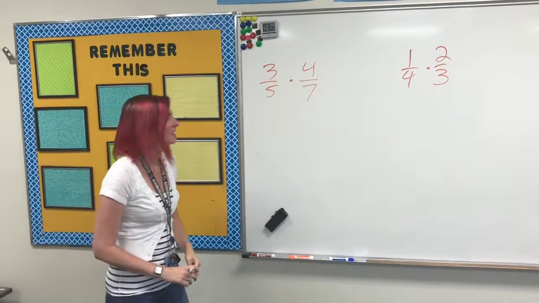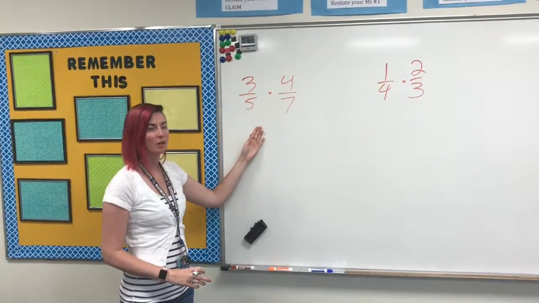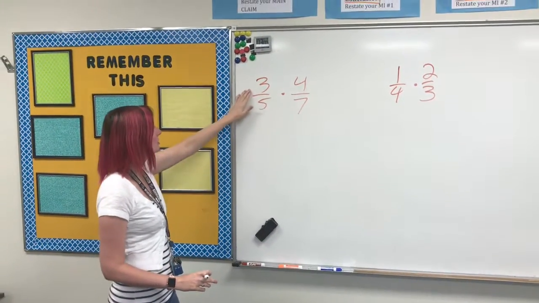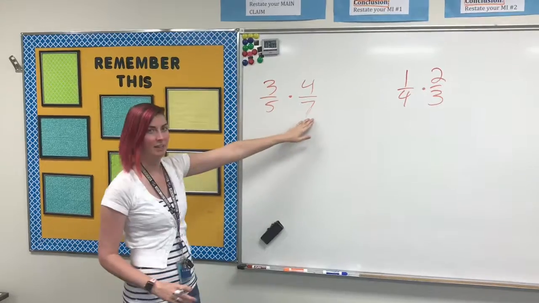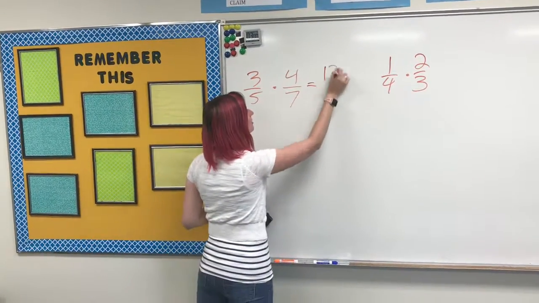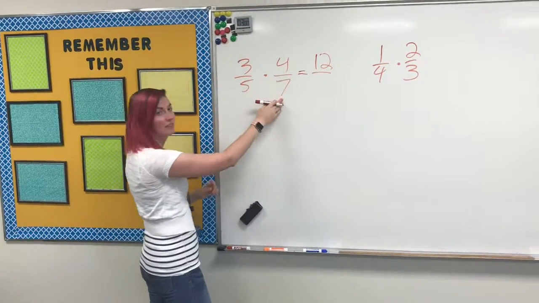Multiplying fractions. Whenever we multiply fractions, we're going to go top times top, bottom times bottom. So here we have 3 times 4 and 5 times 7. Okay? So top times top, 3 times 4 is 12. 5 times 7 is 35.